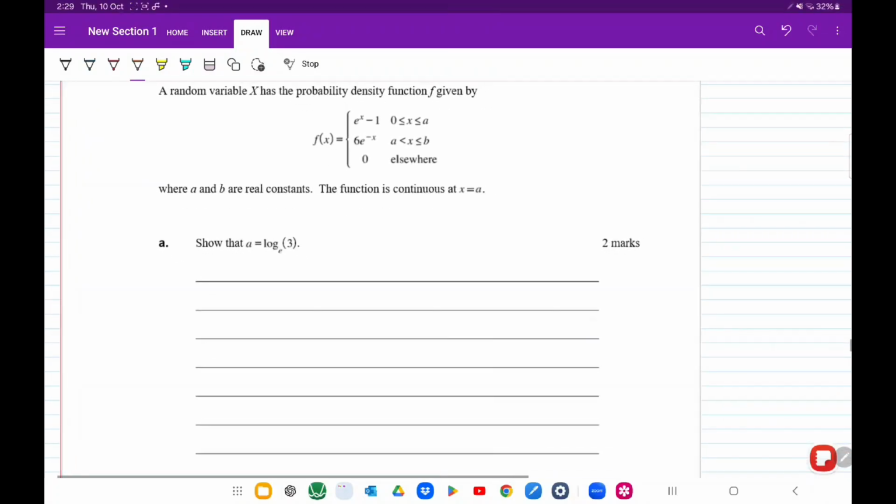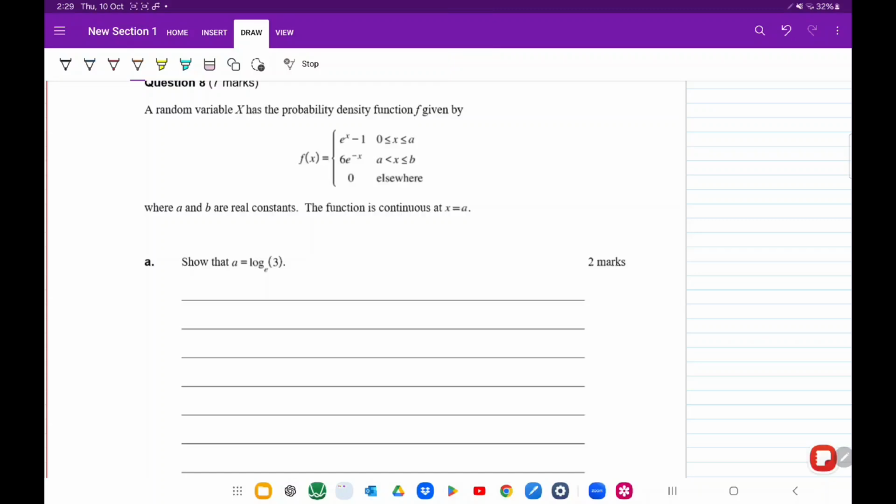Question 8 talks about showing the probability density functions. So it says show that a is equal to log e 3. So to show this, what we're going to do is say that at the endpoints these values are the same. So we've got e to the power of x minus 1 should equal 6e to the power of negative x. Now, where does this occur? At x equals a. So let's do that. e to the power of a minus 1 equals 6e to the power of negative a.